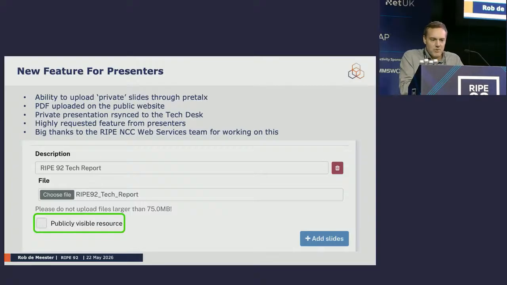A new feature I want to point out is the ability to upload a private version of your slides. It was a really highly requested feature for presenters, so that some people would like to present with presenter notes, and they did not want them visibly public on the website. So with this feature, you get to upload your slides, so the tech team receives your presentation that we show on the lectern here, and on the website it will only have the PDF without the presenter notes. So big thanks to our web services team for working on this.